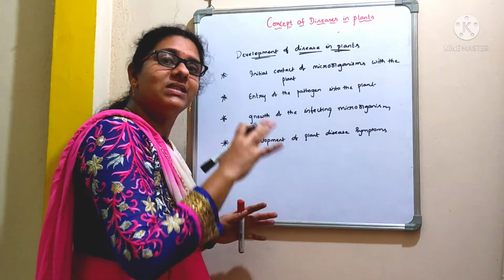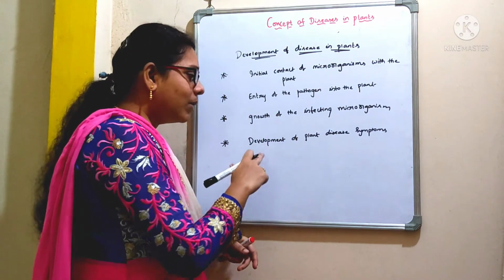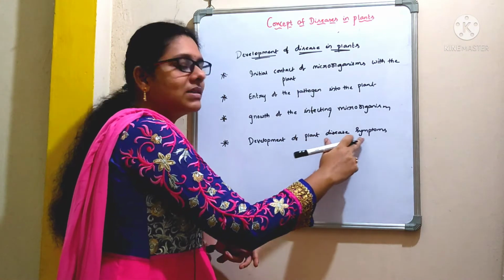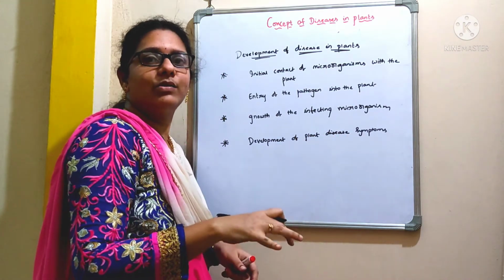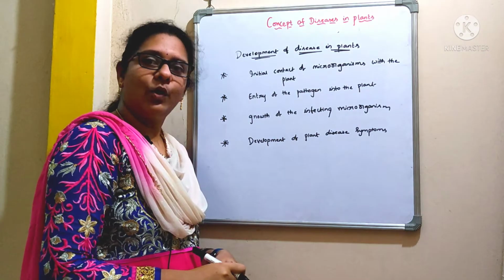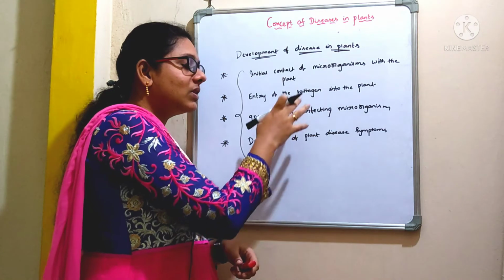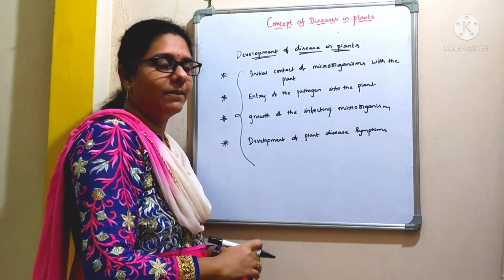It is going to start its growth within the infected host, followed by the development of plant disease symptoms. Now the plant is going to express the symptoms after the development of the disease. Hope you are clear with all the 4 steps. So now let us discuss each step in detail.